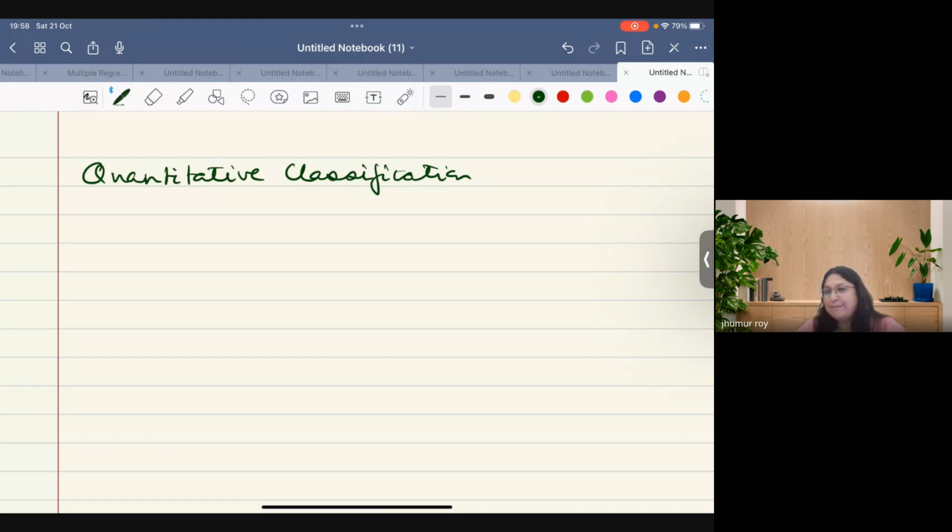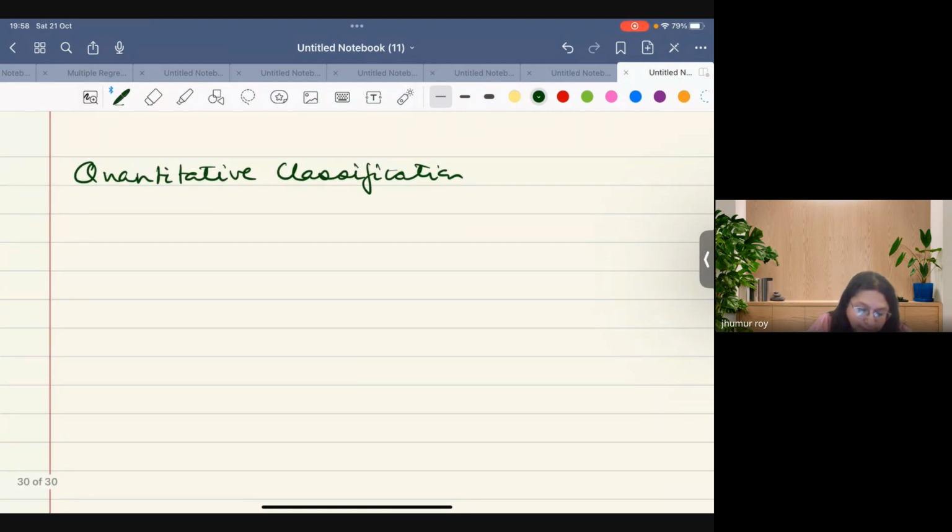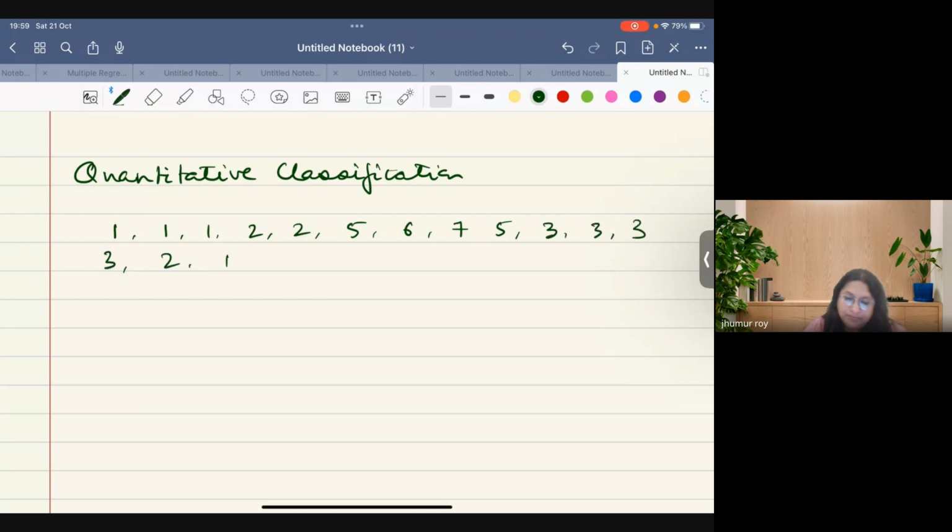Now, for example, let me just tell you. Suppose you have information like this: 1 1 1 2 2 5 6 7 5 3 3 3 3 2 1. Now, what is this called? This is the raw data.